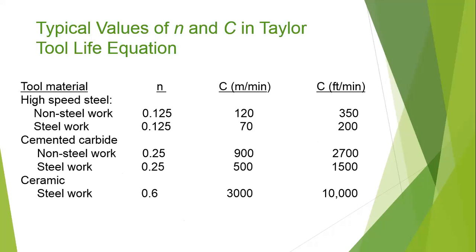There is a chart where the values for high speed steel, non-steel, steel work, cemented carbide, and ceramics show the values of n. Where the values of n and C are lower, the wear is higher, and where the values of n and C are higher, the wear is much smaller.